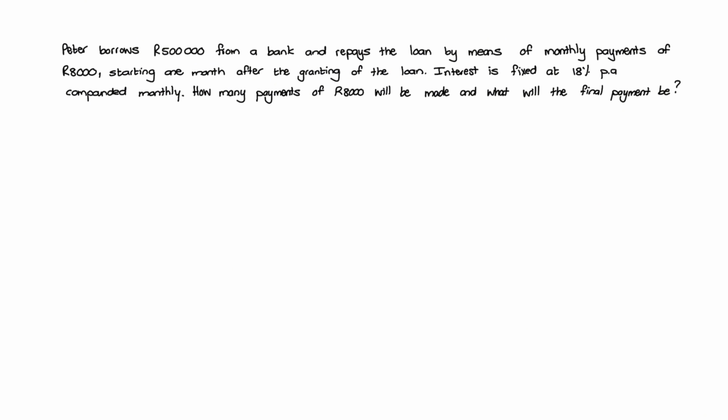It says, Peter borrows 500,000 Rand from a bank and repays the loan by means of monthly payments of 8,000 Rand, starting 1 month after the granting of the loan. Interest is fixed at 18% per annum, compounded monthly. How many payments of 8,000 Rand will be made, and what will the final payment be?